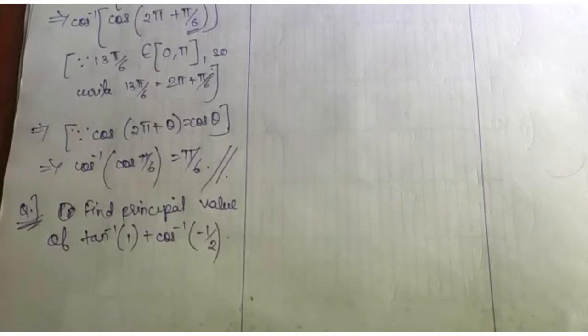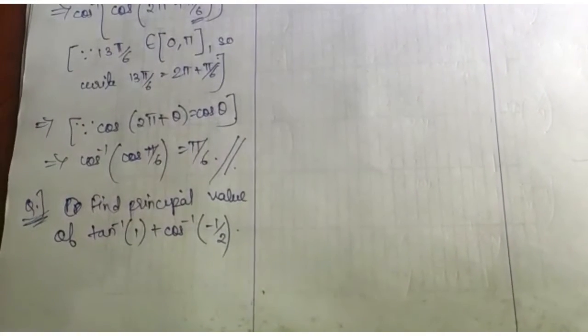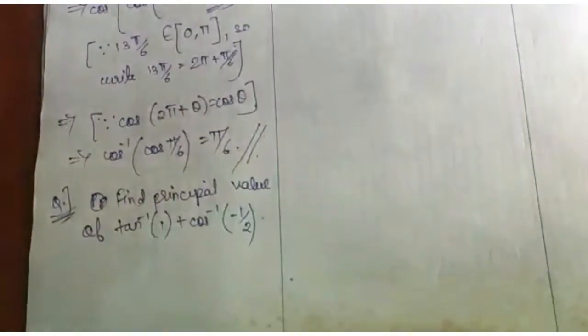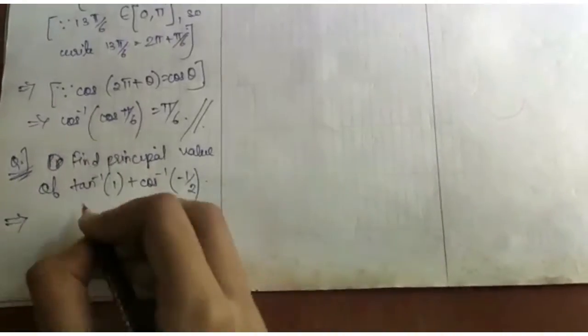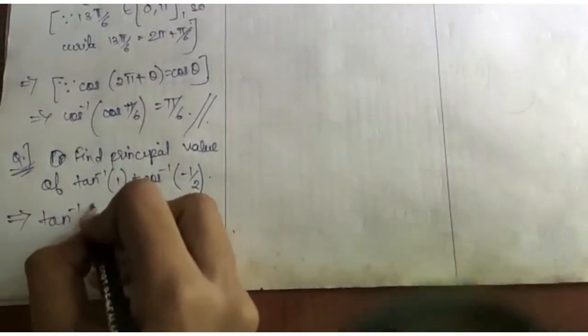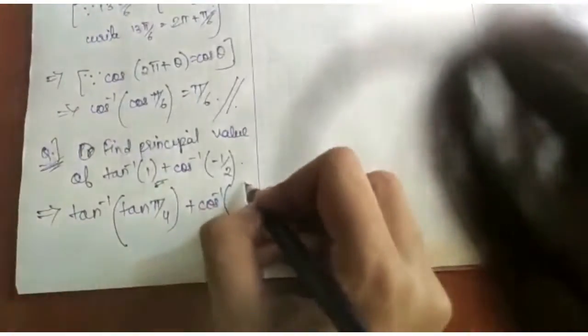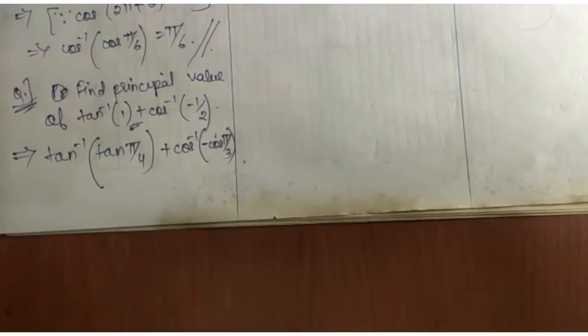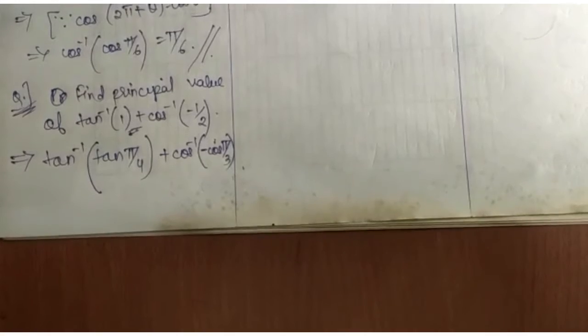One more question we are going to do about the principal value. The question says find the principal value of tan inverse of 1 plus cos inverse of minus 1 by 2. So first of all, tan inverse of, now for what value is the tan value 1? So tan pi by 4 is equal to 1, we know, and for cos inverse of minus 1 by 2, cos inverse of minus 1 by 2 is minus cos pi by 3.